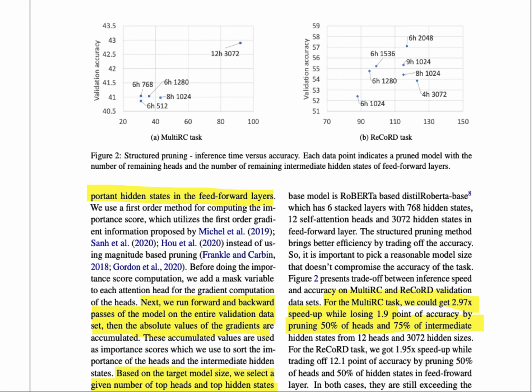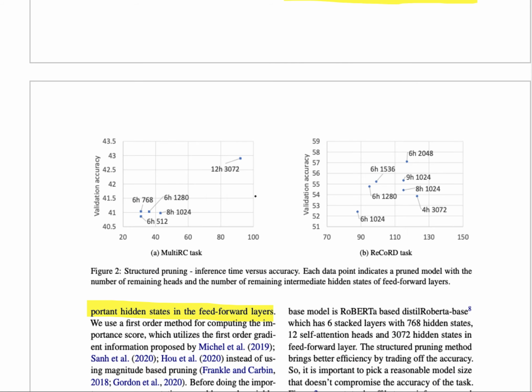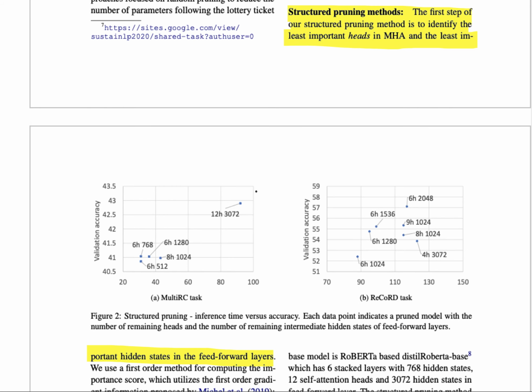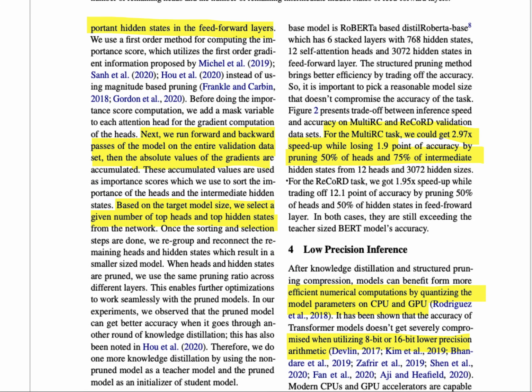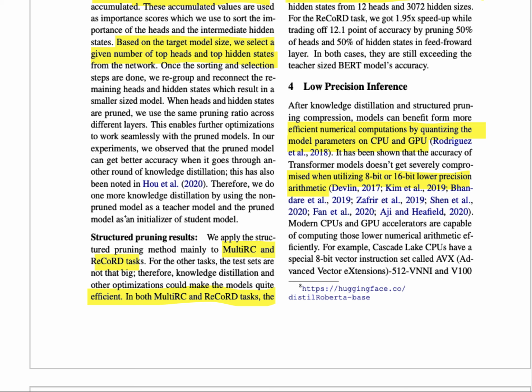So, what they have done is they have done a pass of structured pruning, and then over the reduced network, they have done a second pass of knowledge distillation, where they have applied the knowledge distillation technique again to fine tune the reduced network, and they have done a couple of passes over it. Now, after using structured pruning, they have proposed two kinds of results on multi-RC and record task datasets.